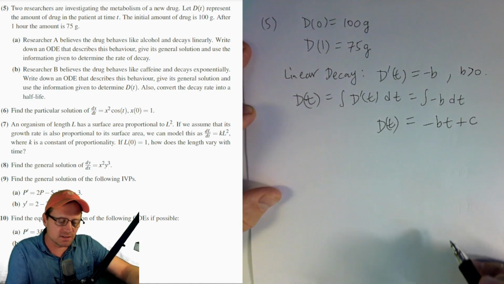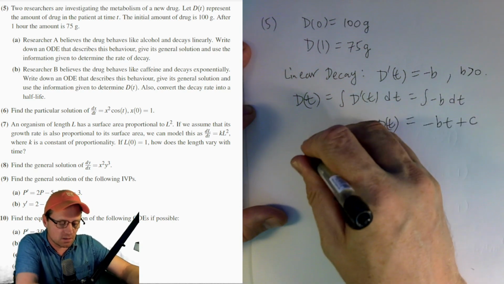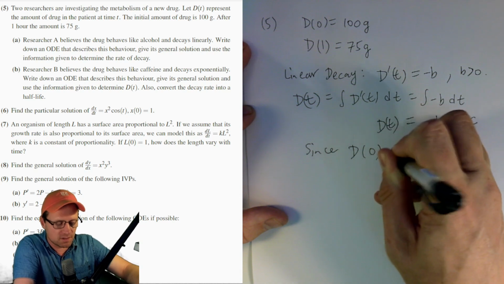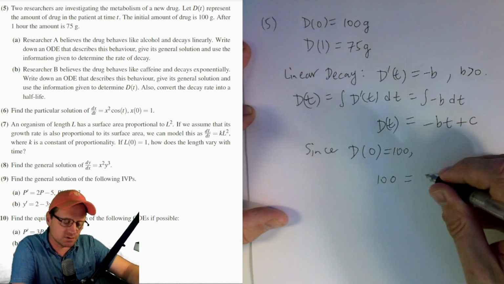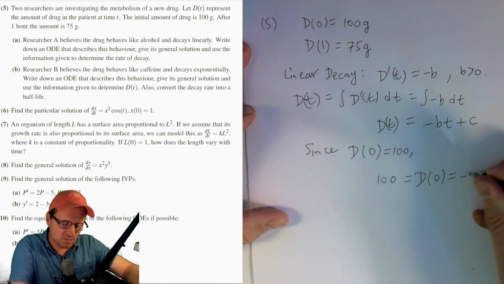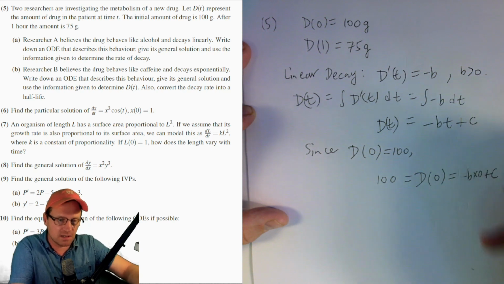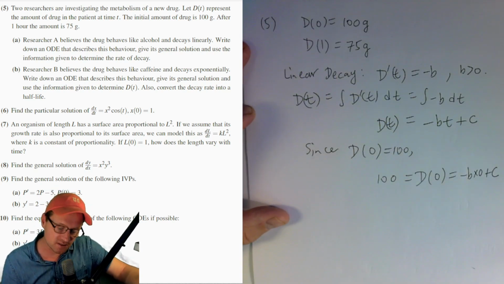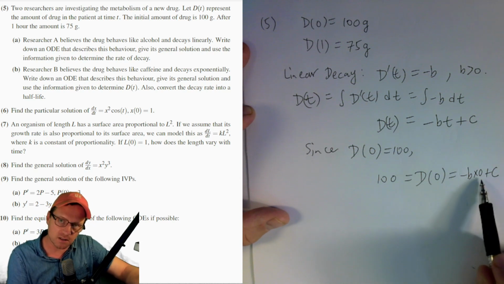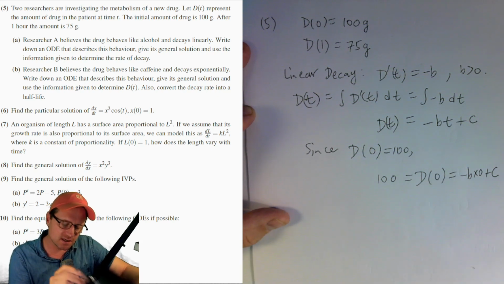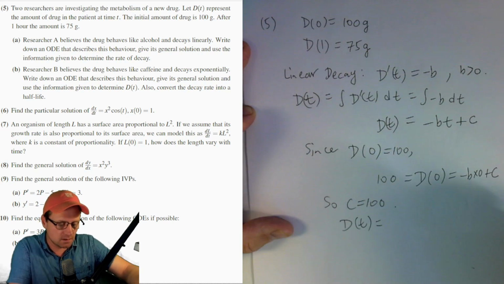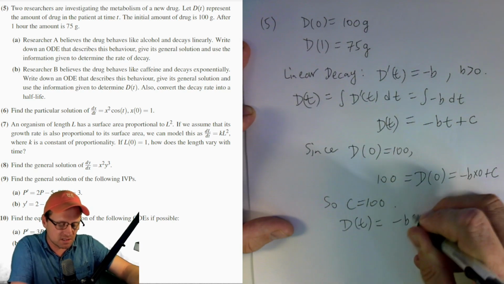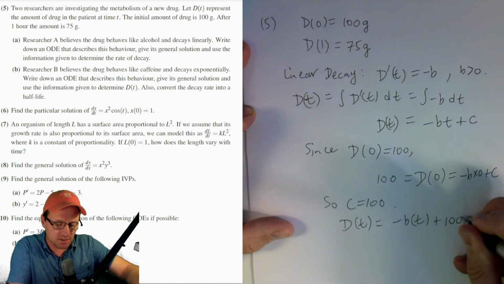Now, D(0) is 100 grams. So we have 100 is equal to D(0), which is minus b times 0 plus c. This gives us a way to find c. Minus b times 0 is 0, so this says c is 100. And so what we get then is D(t) is equal to minus bt plus 100.